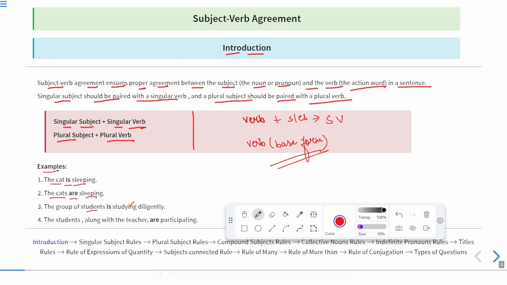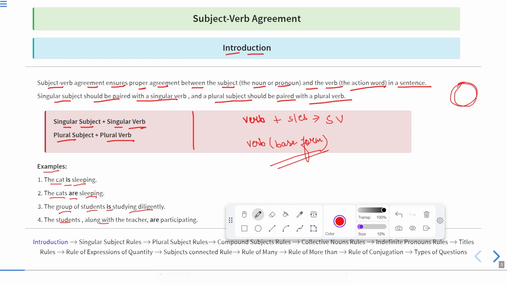The group of students. Now, if we talk about group, what is group? Group is the collection of everything in one. So group is the entire group, but that group stands for one. That is singular. That is why group is always considered singular. The group of students is studying diligently. But if I write the students, which is plural, then we will write the students are studying diligently.